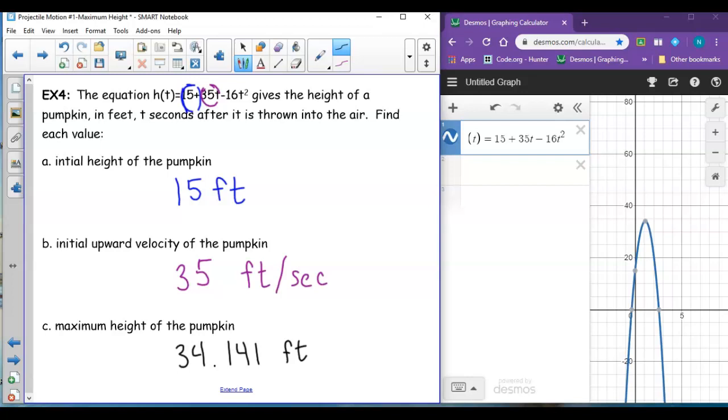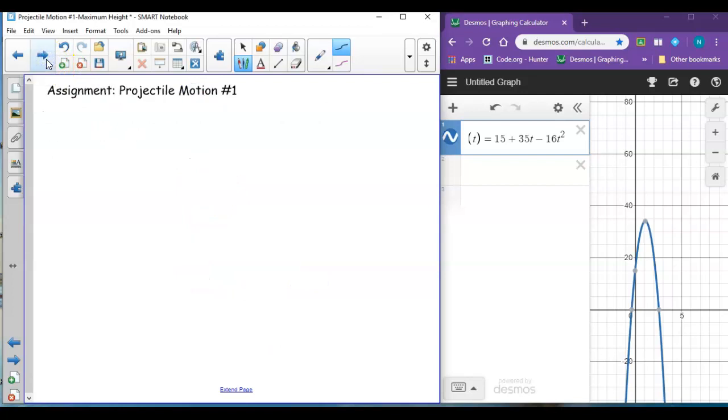Okay, so that sort of summarizes how you're going to find the maximum height when you're dealing with projectile motion. And this will have an assignment that goes with it. If you'll go to Canvas there's going to be an assignment called Projectile Motion number 1, and you're going to take that quiz that goes with these notes here.